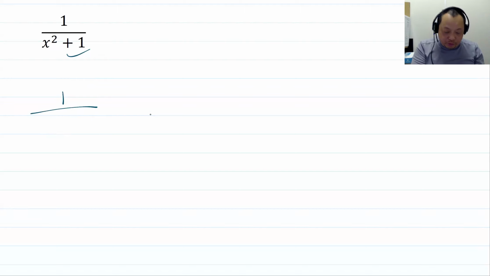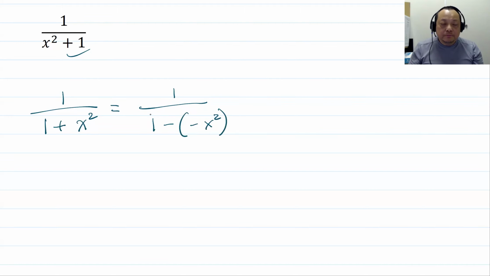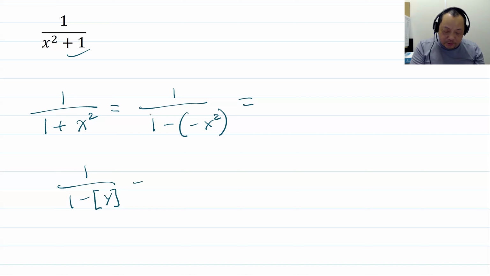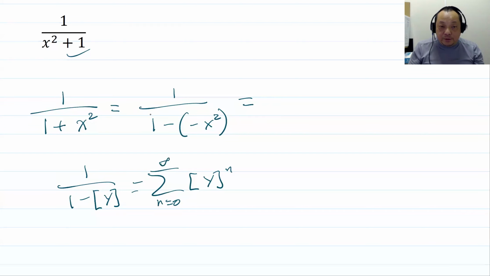1 over x squared plus 1. First of all, I'm going to put the 1 in front. And then because I need a minus, I'm going to write the plus as minus minus. And now I have it. I have it in the form 1 over 1 minus some quantity y. So I know that it is equal to the sum of that quantity y to the nth for n from 0 to infinity.